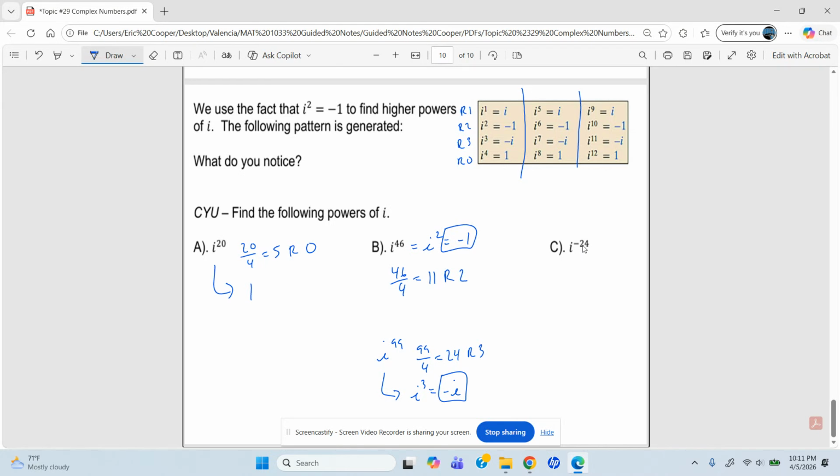Same thing here, just remember with a negative exponent, we just bring it down to the bottom, so it's really 1 over i to the 24th. 24 divided by 4 is 6 with no remainder. So no remainder means it becomes 1, and 1 divided by 1 is 1. So we use this pattern here to evaluate higher i powers as we do this.